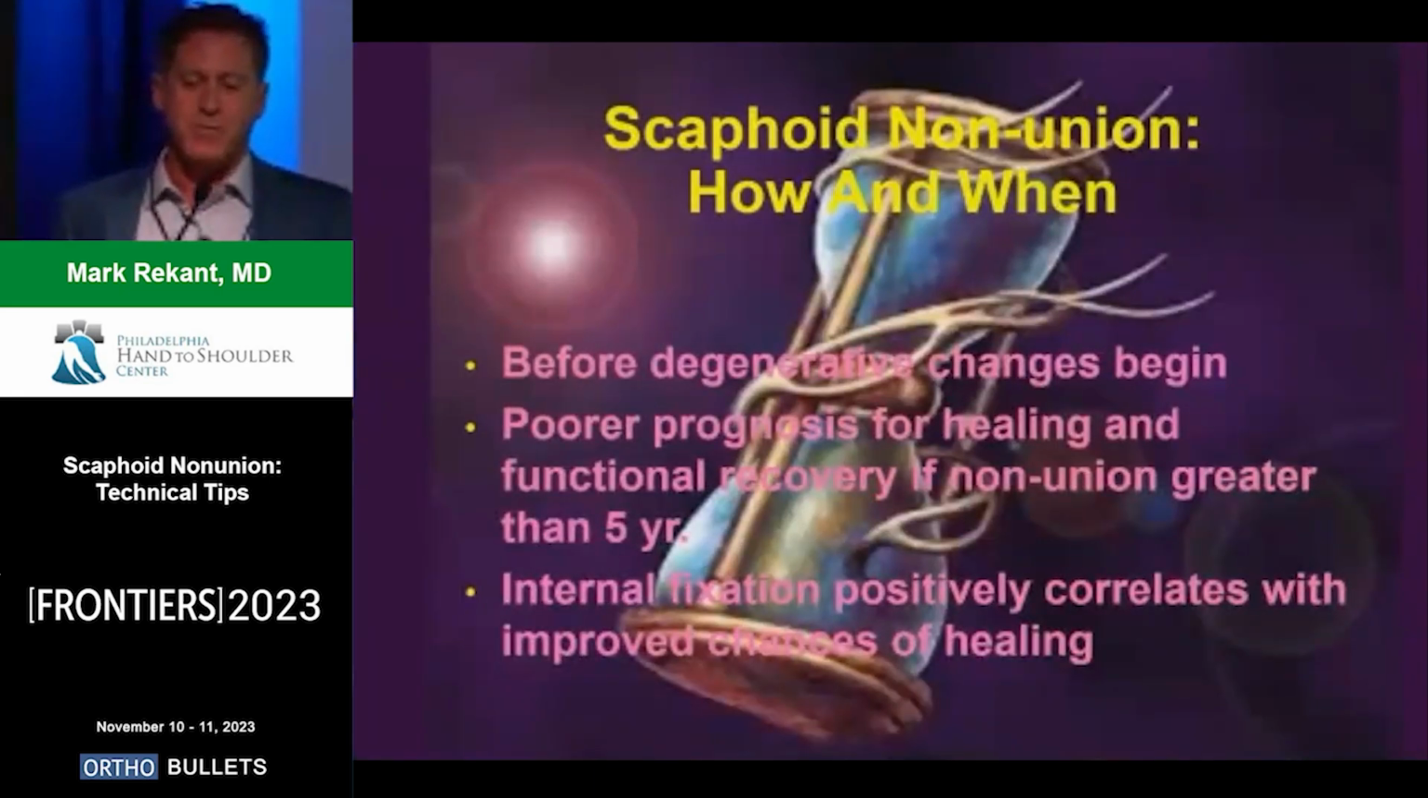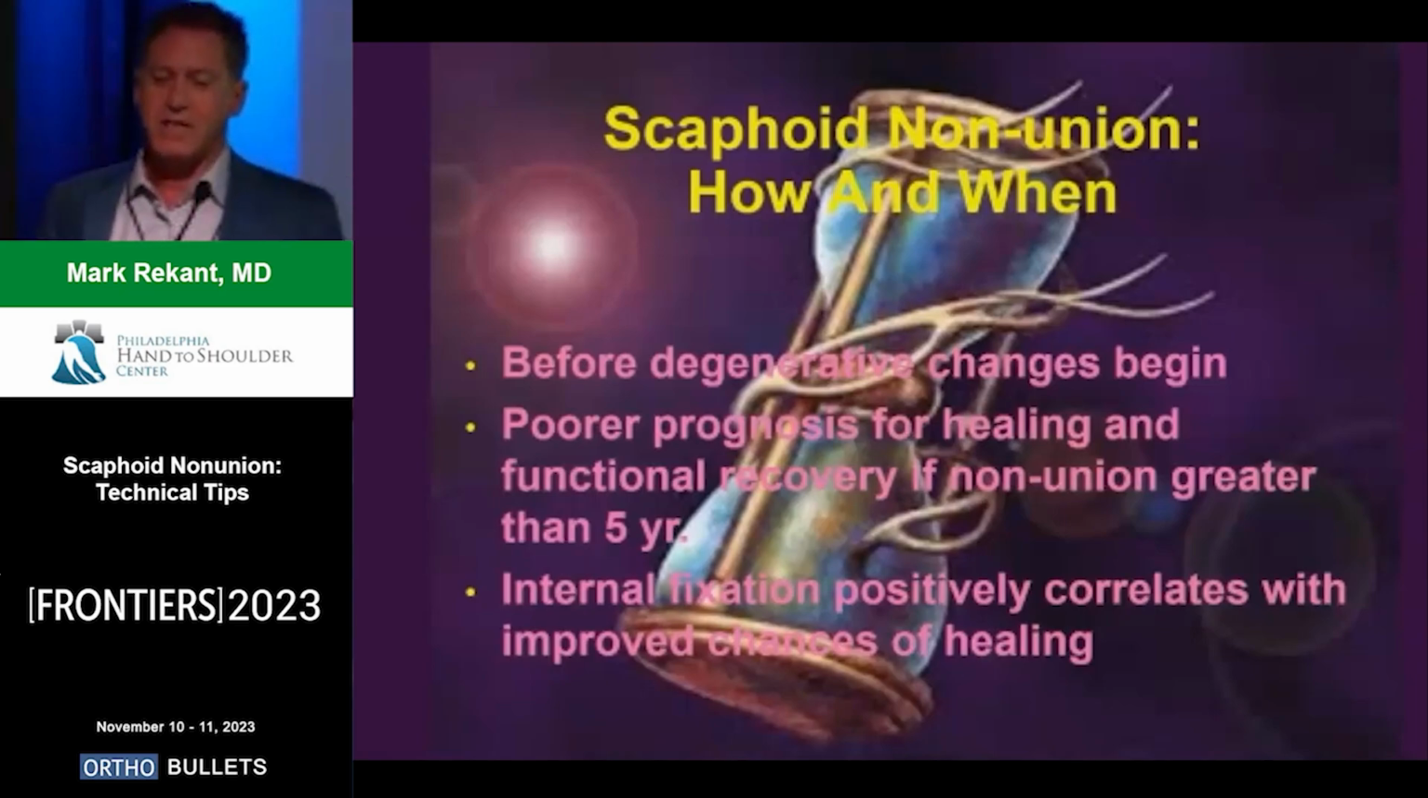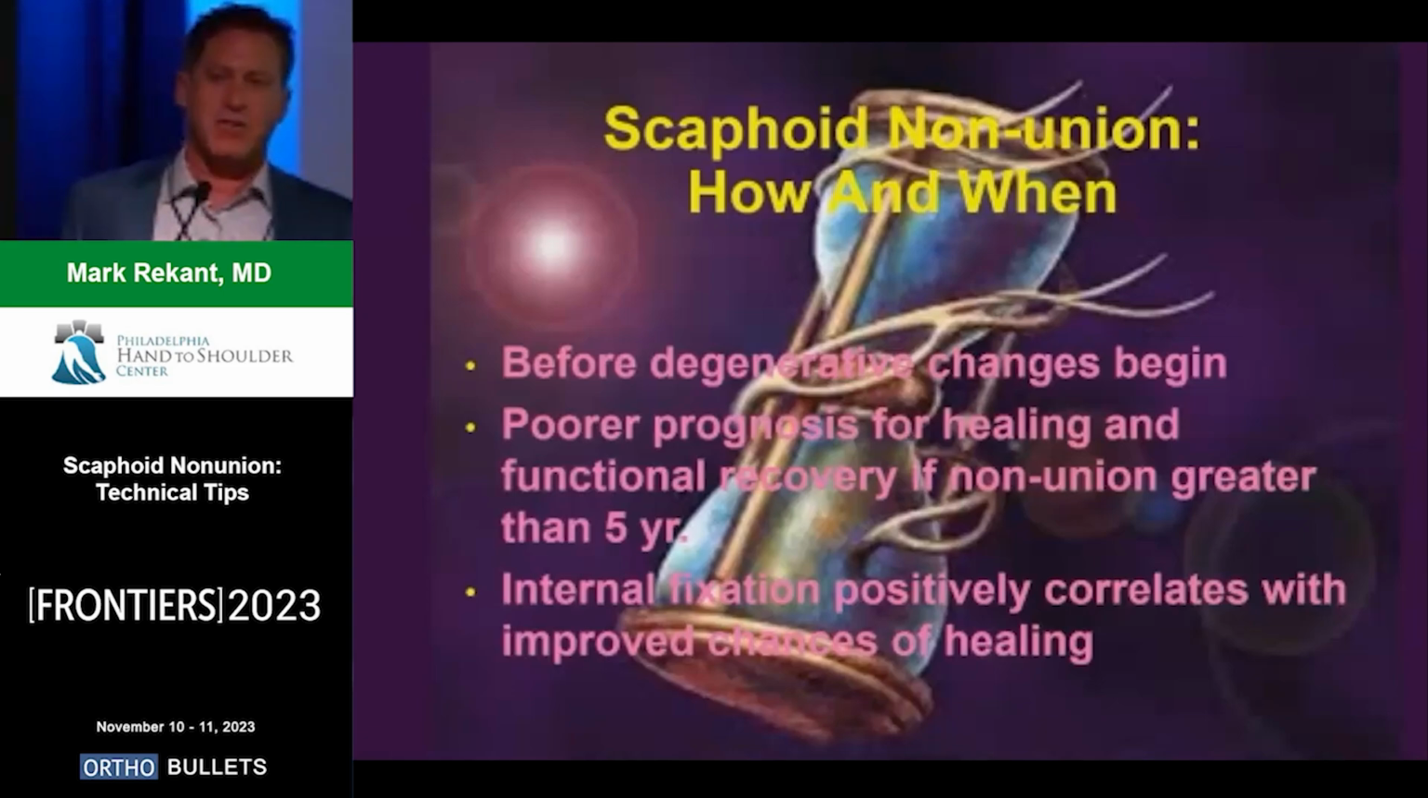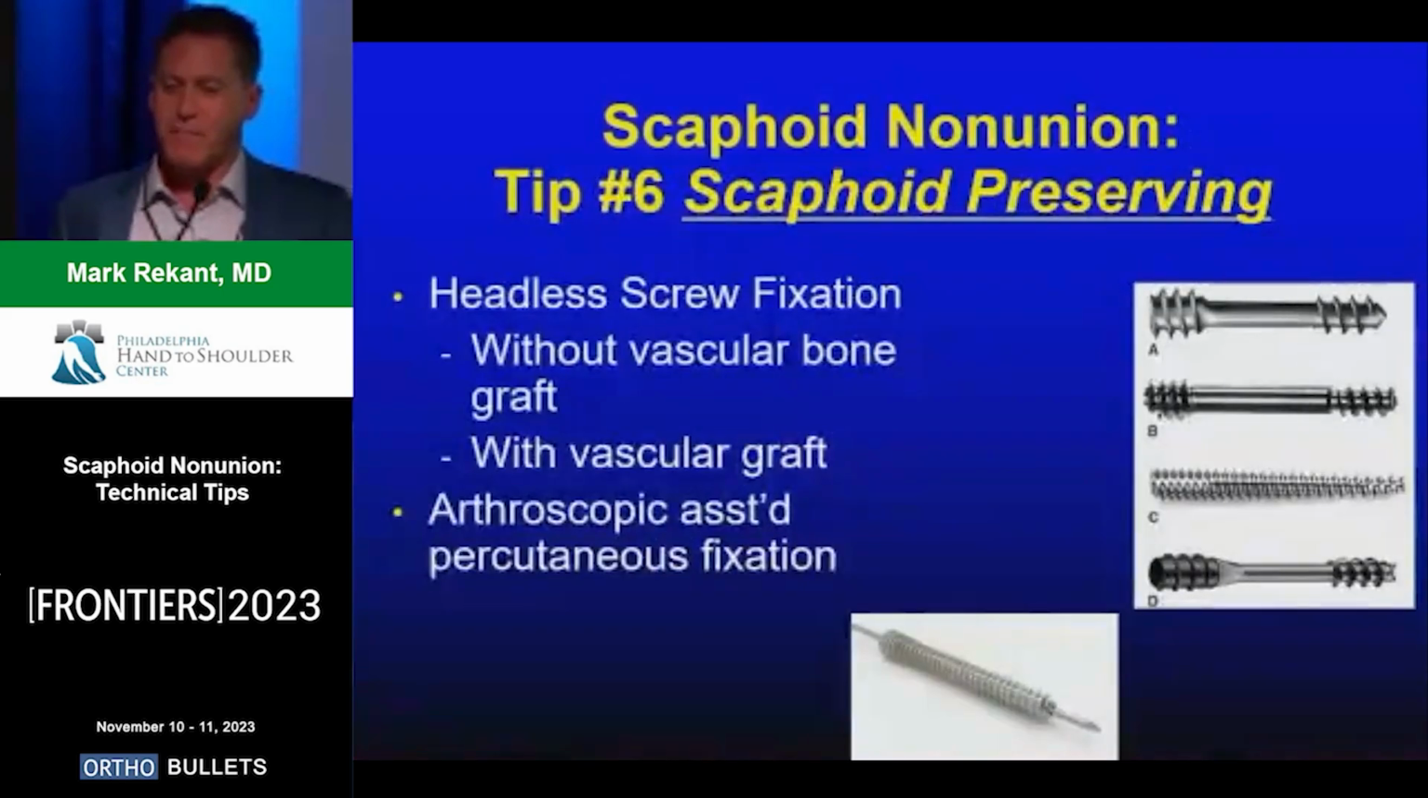Of course, you want to do this before degenerative changes exist. The odds of this healing get worse and worse. So if you have a scaphoid nonunion that's out there 2 years, I would talk to the patient, lay a little bit of crepe. I'm not saying it's not worth trying, particularly in a younger person, but the odds of success get worse after 2 years and certainly after 5. We're trying to preserve the scaphoid for matters of this talk.